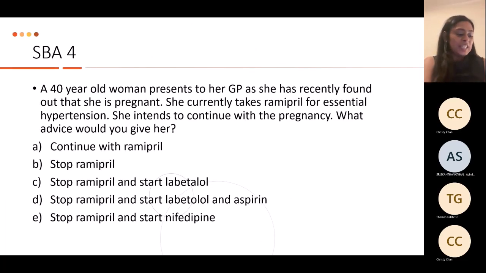So we'll move on to the next set of SBAs. So a 40-year-old woman presents to her GP. She's recently found out she's pregnant. She takes ramipril for essential hypertension. She intends to continue with the pregnancy. So what advice would you give her?